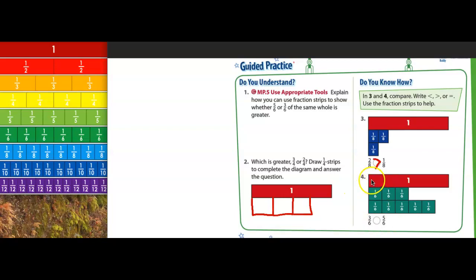So down here we're comparing sixths. This is the whole. And here you have 1, 2, 3 sixths. And here you have 1, 2, 3, 4, 5, 6. And we can tell that 5/6 is greater than 3/6.